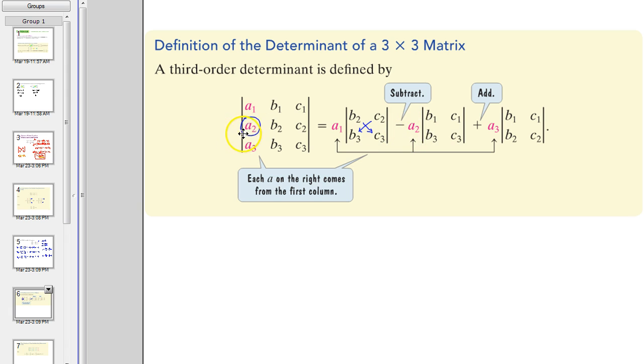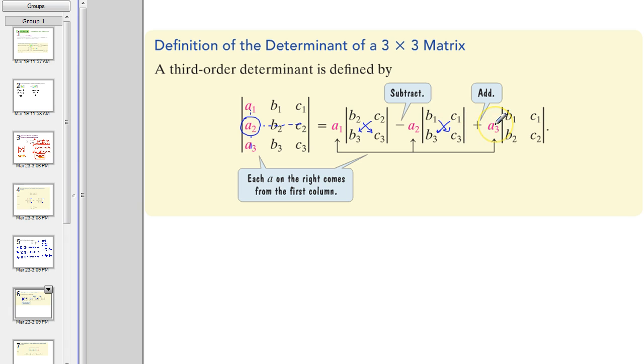We subtract here, right? And again, I rule out everything above and below, everything else on that same column, and everything else on that same row. And I end up with B1, C1, B3, C3. Then I do the determinant of this little matrix. This gives me a number. So a number times a number minus a number times a number. And then we're back to plus.